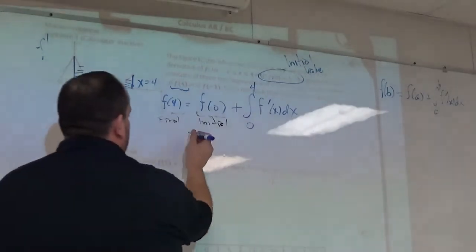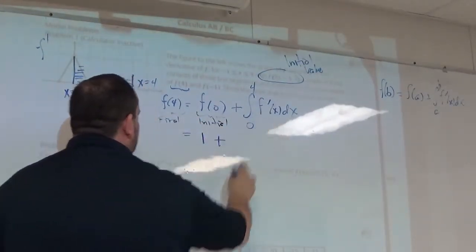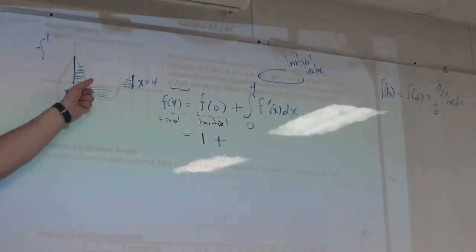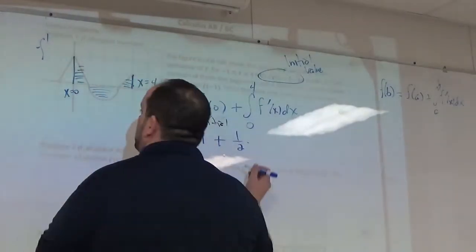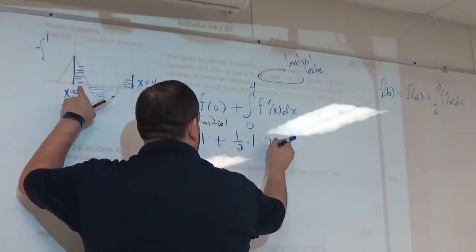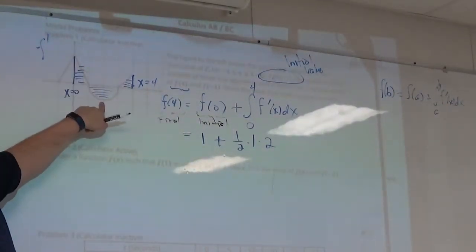Okay, well, what's f of 0? F of 0 is 1, plus I need the area. Area for the first shape, well, that's a triangle. So I'm going to do 1/2, the base is 1, the height is 2. Half base times height. How about the semicircle?